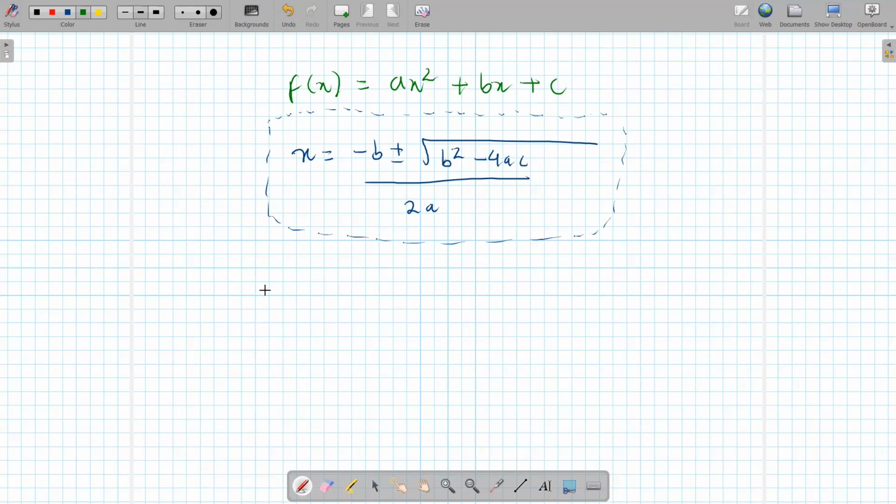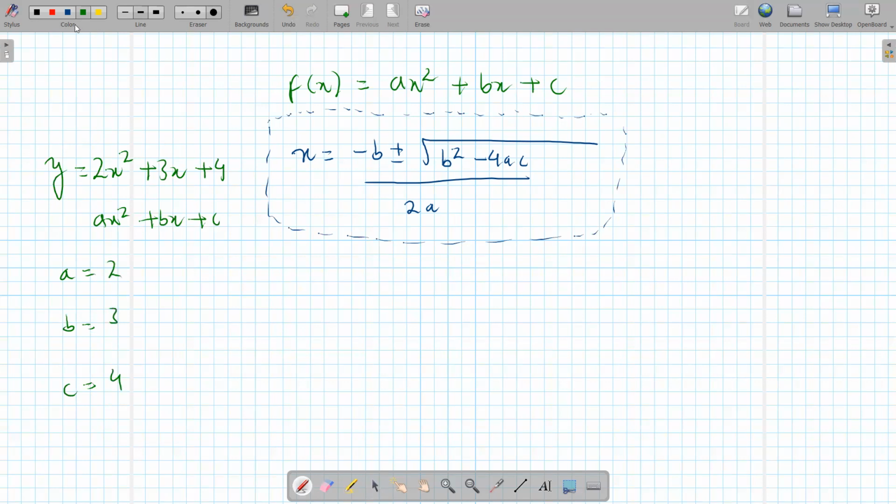Anyways, so how do you use this? Let's do a quick example. It just looks intimidating, it's not that bad. So y is equal to, let's say, 2x squared plus 3x plus 4. Compare this with ax squared plus bx plus c. What is a, what is b, and what is c? a is 2, b is 3, and c is 4.